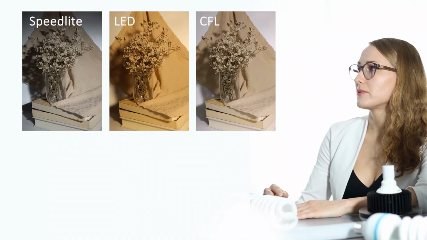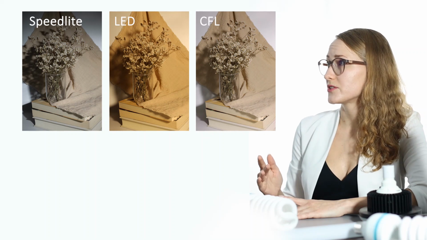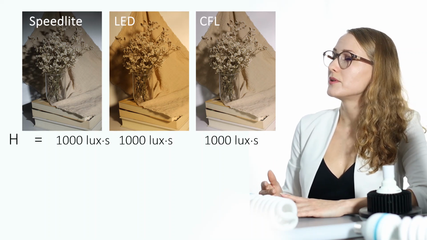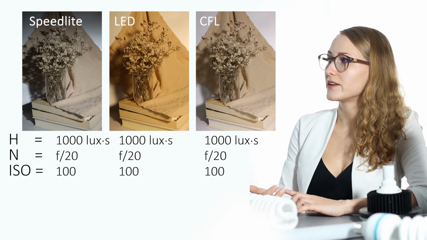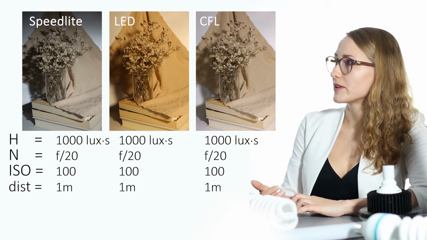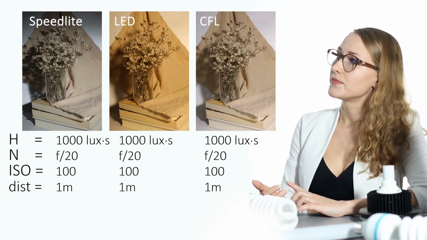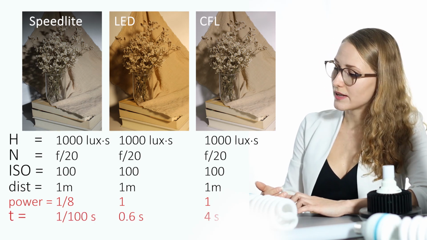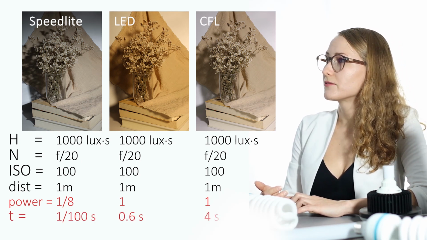In all three cases, we've been able to achieve the same luminous exposure of the image, which equals 1000 lux second. We've been using the same camera aperture and ISO settings, and we've put the subject at the same distance away from the light source in all three cases. The only variables that we've been modifying are the power settings of the speedlight and the shutter speed for each of the light bulbs. Now just a few words about the side effects that go beyond the specs that you can see in the description.